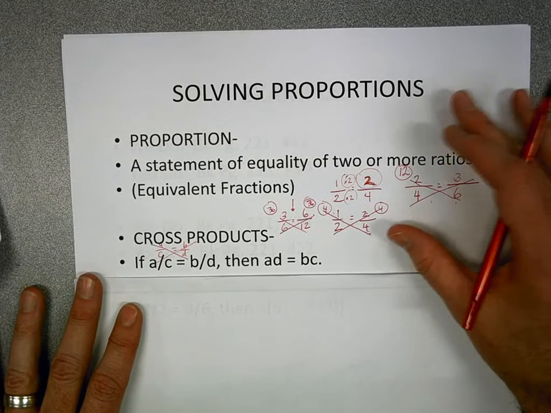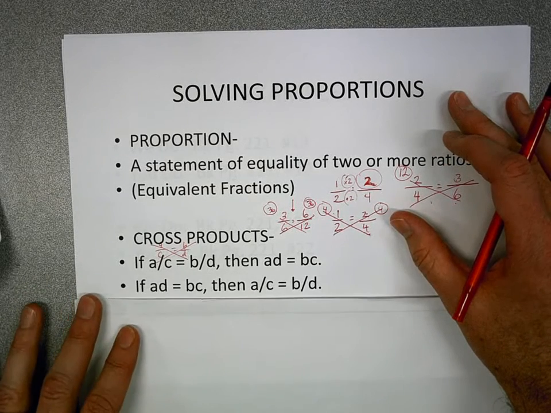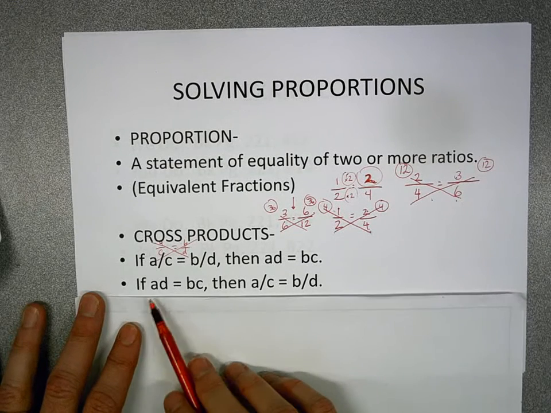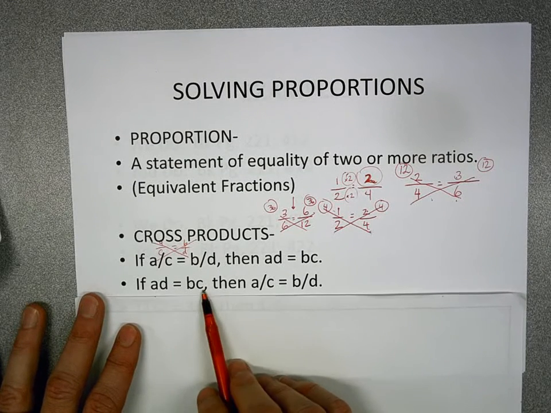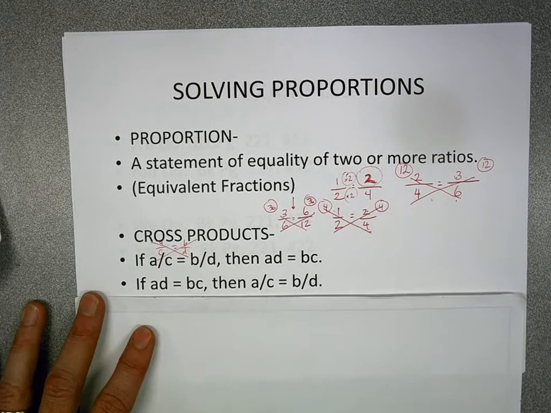Now, the opposite can be said as well. If you have something like A times D being equal to B times C, then you can write it as A over C equals B over D. That would be more of an algebraic form of the definition that your book gives you.